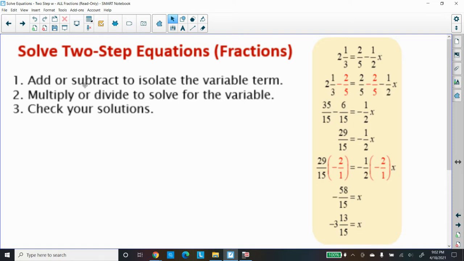Step one, we're going to add or subtract to isolate the variable term. So we want to get the letter by itself. Step two, we're going to multiply or divide to solve for the variable. And step three, we're going to check our solution. All right, I have a little example over there you can look at in your spare time.